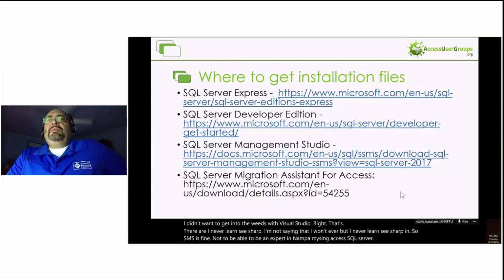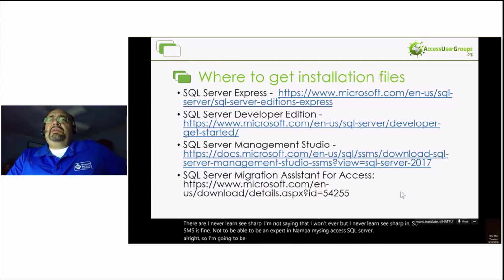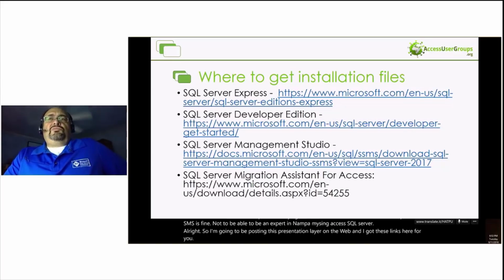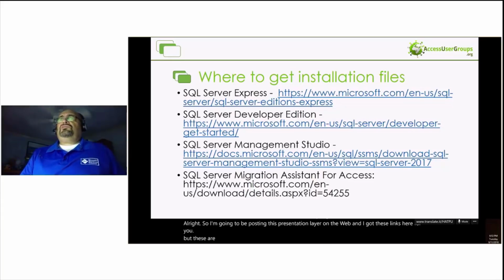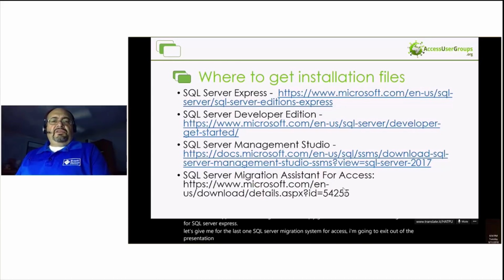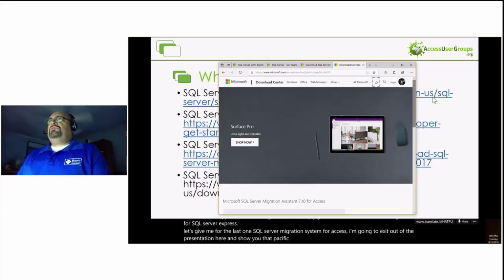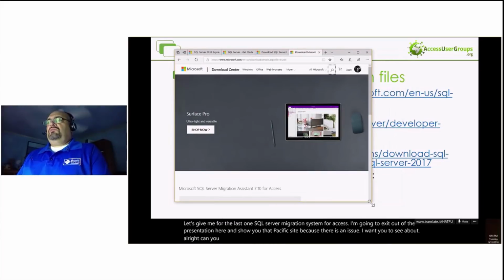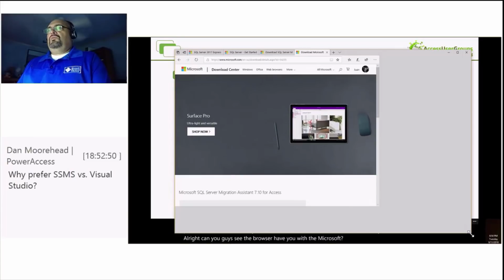All right, so I'm going to be posting this presentation later on the web, and I got these links here for you. But these are simple searches, right? You can simply go to the Microsoft website and get these. Now, for SQL Server Express, for the last one, SQL Server Migration Assistant for Access, I'm going to exit out of the presentation here and show you that specific site because there is an issue I want you to see about. All right, can you guys see the browser I have here with the Microsoft website up? All right.